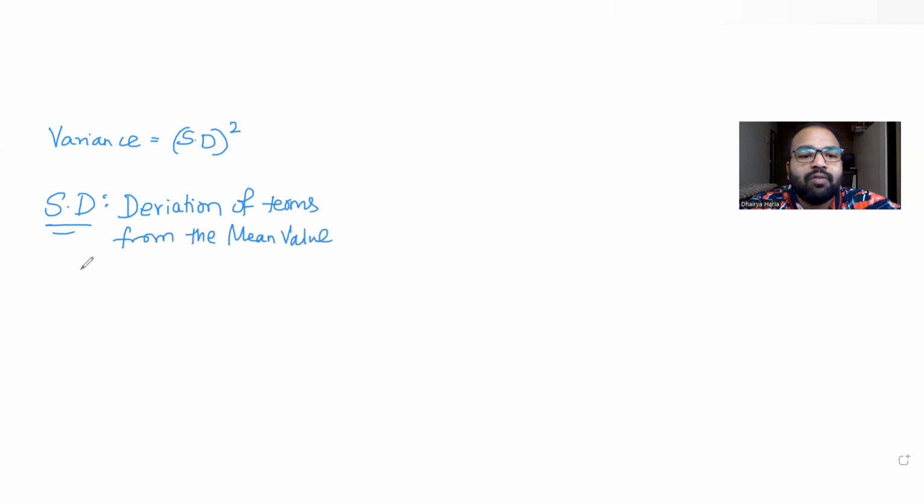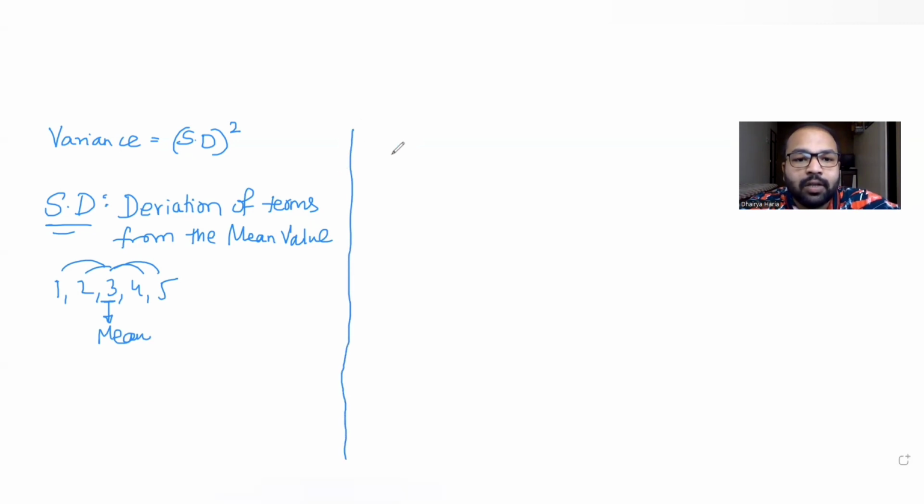right? Now, for example, let's say I have 1, 2, 3, 4, 5. If I have 5 terms with me, the mean value for this list is 3. And we basically calculate how these other terms, as well as 3, are deviated from the mean value, that is 3. So let's understand the calculation of standard deviation. How do we calculate this?